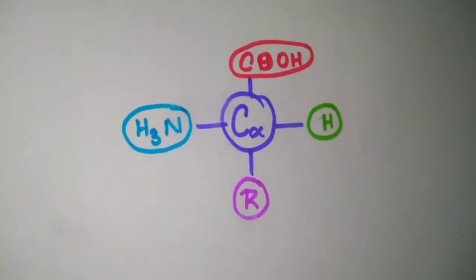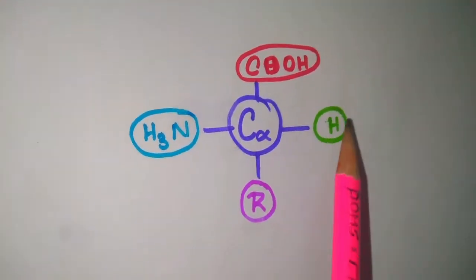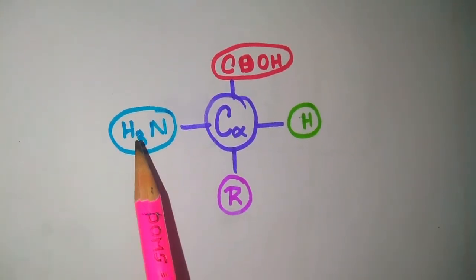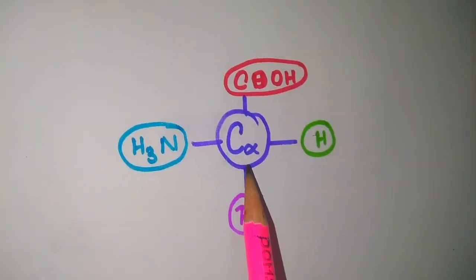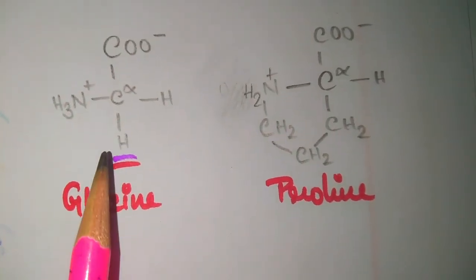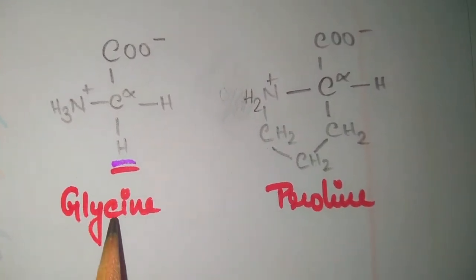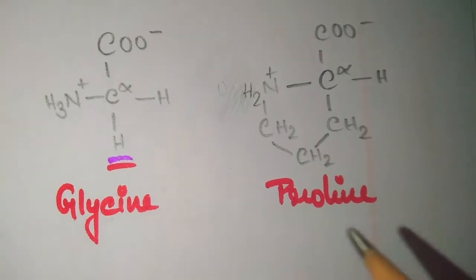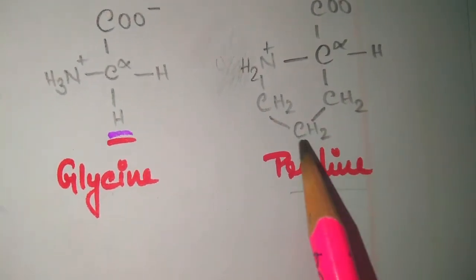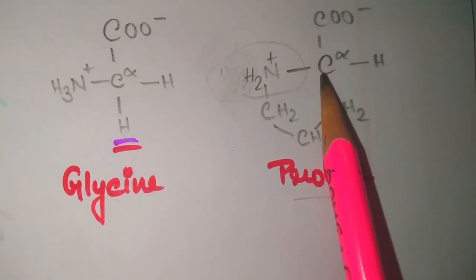But apart from that, in most cases we have an R group, a hydrogen atom, a carboxyl group and an amino group attached to this alpha carbon. Now this R group can be as simple as that of hydrogen, which is the case in glycine, but it can be as complex as in the case of proline, where the R group is again bonded to the amino group of our alpha carbon.